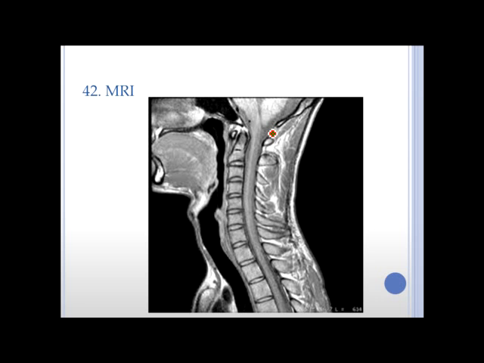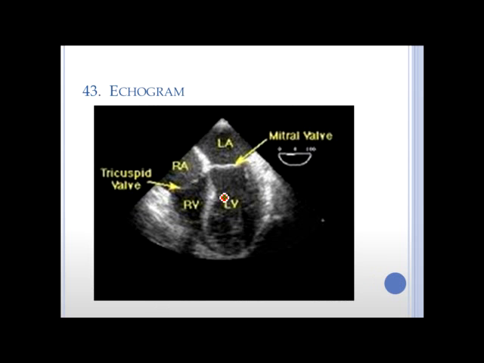This is an MRI, or a magnetic resonant image. It gives us a nice look at internal structures. This is going to be the spinal column here, and these are going to be the vertebrae. And this is an echogram, more specifically an echogram of the heart. Mitral valve, which is actually going to be on the left side. This is the left ventricle, right atria, and left atria, and the tricuspid.